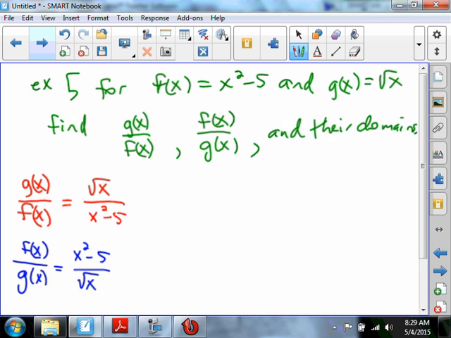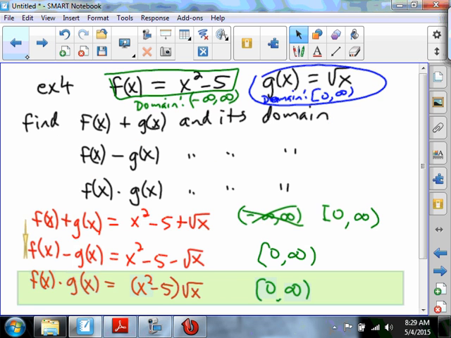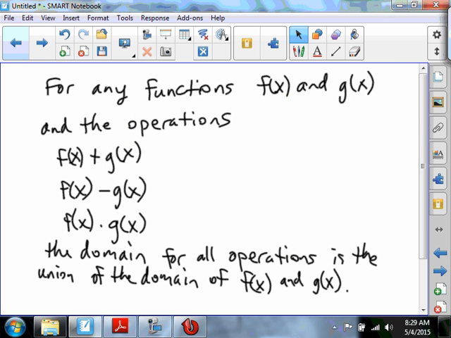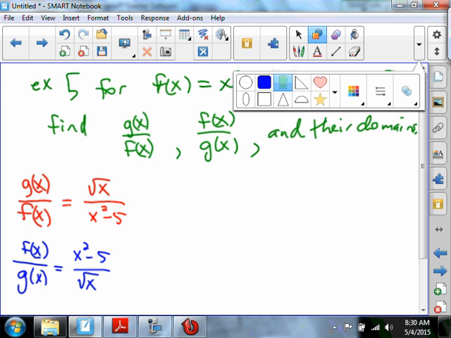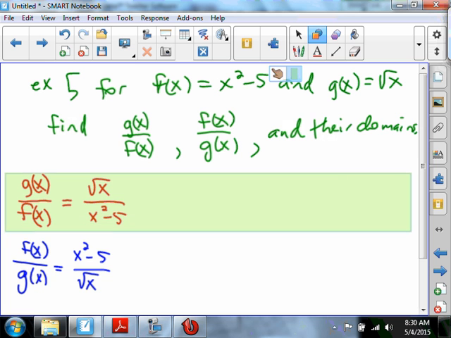Let's go back for a minute. Here I said if the operations are addition, subtraction, or multiplication, the domain is simply the union of the domains, right? Did I include division on that list? I didn't include division on that list. Well, let's see if we can find the domain of this first function.